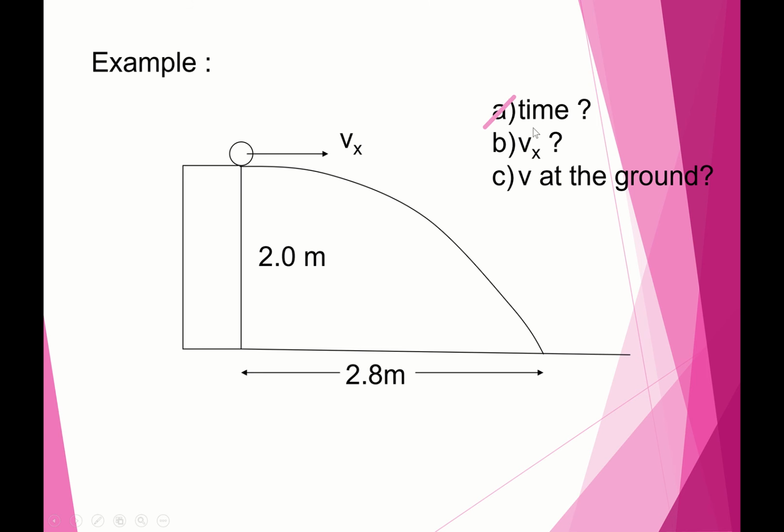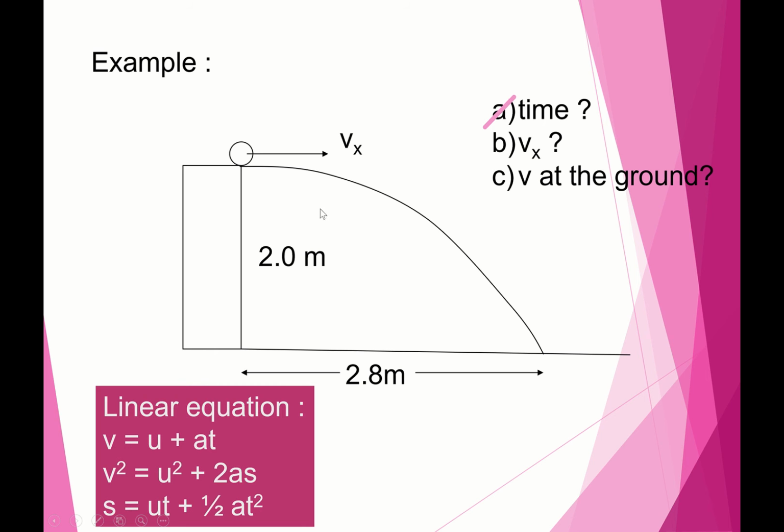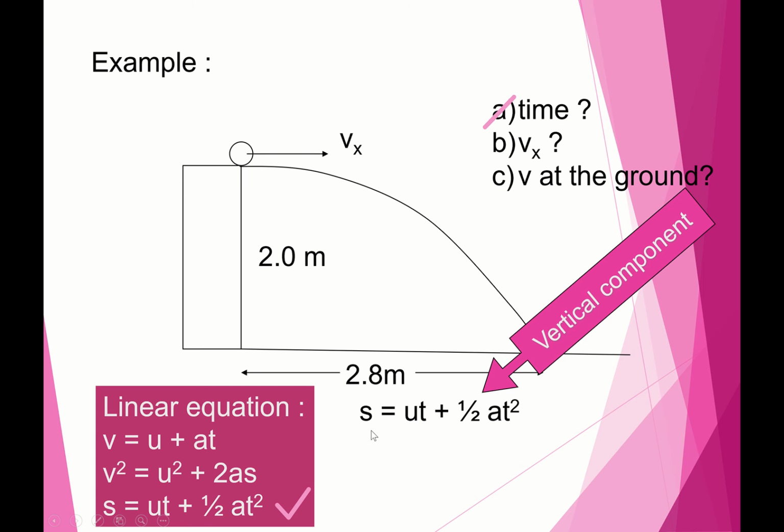Okay, first question, to determine the time. From the three linear equations, v equals u plus at, v squared equals u squared plus 2as, and s equals ut plus half at squared, which one is suitable to solve for time? We choose the third one, s equals ut plus half at squared. Why? Because we choose a vertical component.